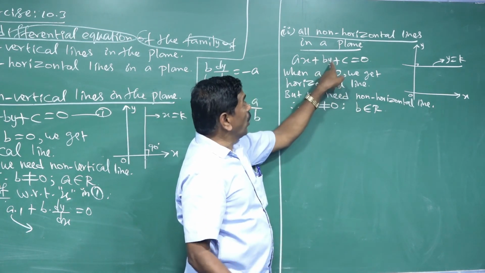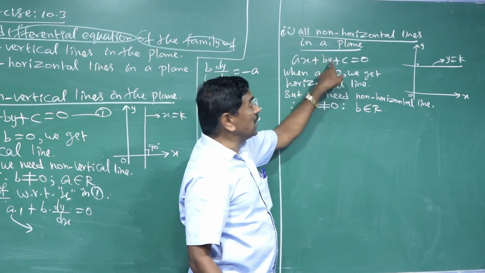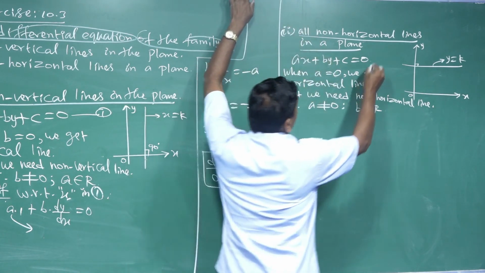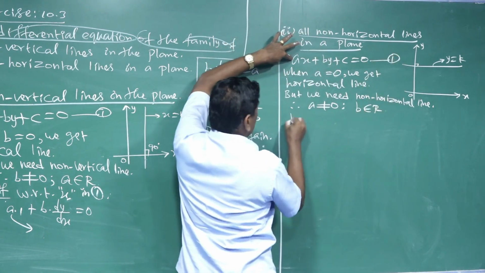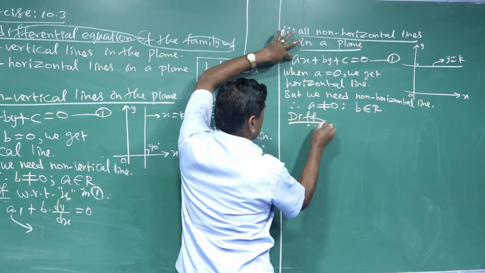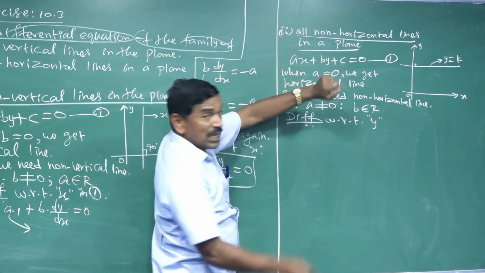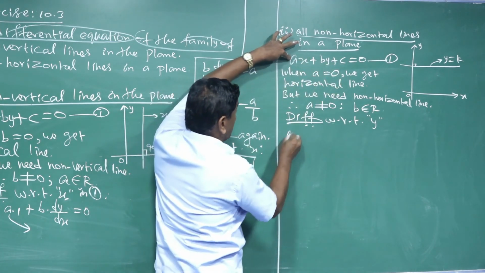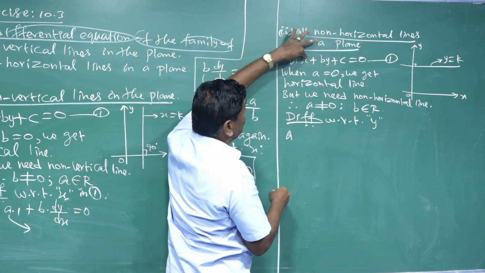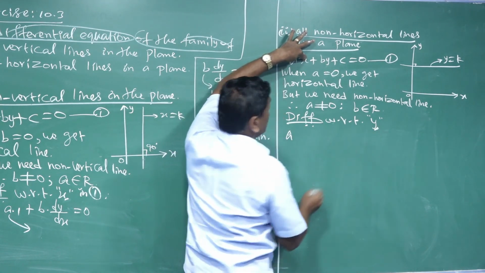Therefore, here the y coefficient is b. Therefore, differentiate with respect to y. In equation 1, differentiate with respect to y. Differentiating with respect to y means a is the multiple constant, and we take the differential of x with respect to y.